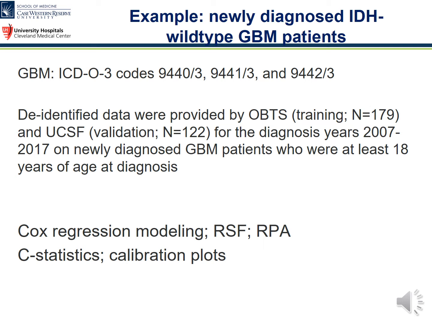We define glioblastoma by the International Classification of Diseases Oncology version 3 typical codes that are used, that are listed here. And we put together 2 independent data sets that were taken from the same years of diagnosis on newly diagnosed glioblastoma patients who were at least 18 years of age at diagnosis. One was taken from our study in Ohio called the Ohio Brain Tumor Study with a sample size of 179 patients, and the other was taken from a cohort of patients from University of California, San Francisco, with a sample size of 122 patients.